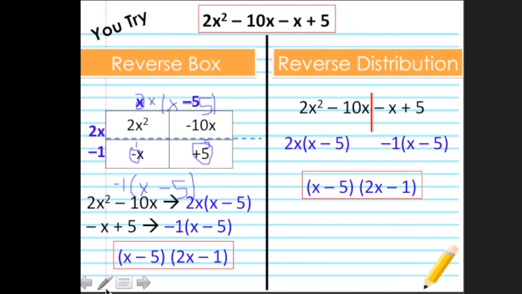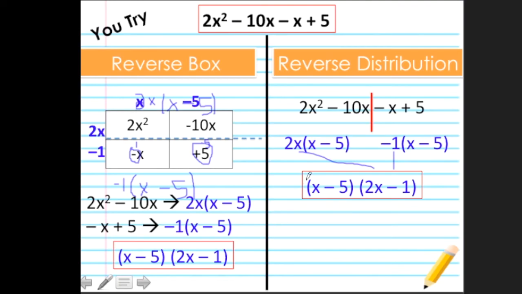In the reverse distribution method, it's the same process. Notice how the 2x minus 1 ended up going all into one expression. And then the common factor, x minus 5, that common binomial, just concentrated down to 1. So we have an x minus 5 times, and then you put the common factors in a set of parentheses, and you get 2x minus 1. That is the factored form of this original polynomial.